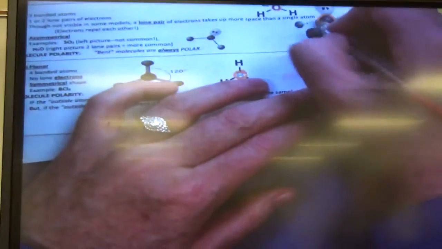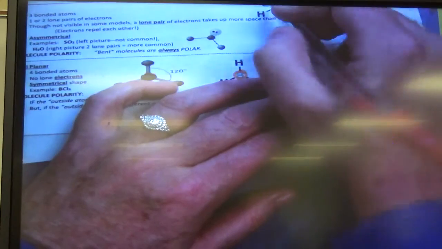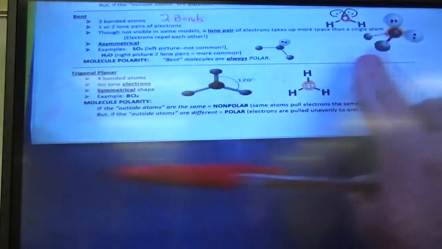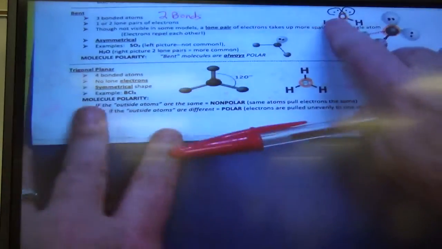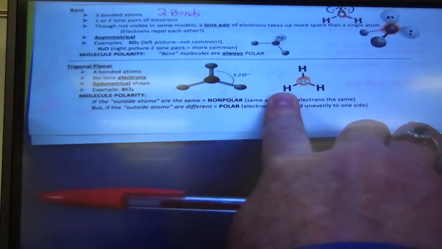Okay, look at this one, bent. How many bonds? Okay, let's count. 1, 2. That one has 2 bonds. When you have bent, it has only 2 bonds. 1, 2. 1, 2. Whichever one you look at, it doesn't matter. They all have only 2 bonds. Good? All right.